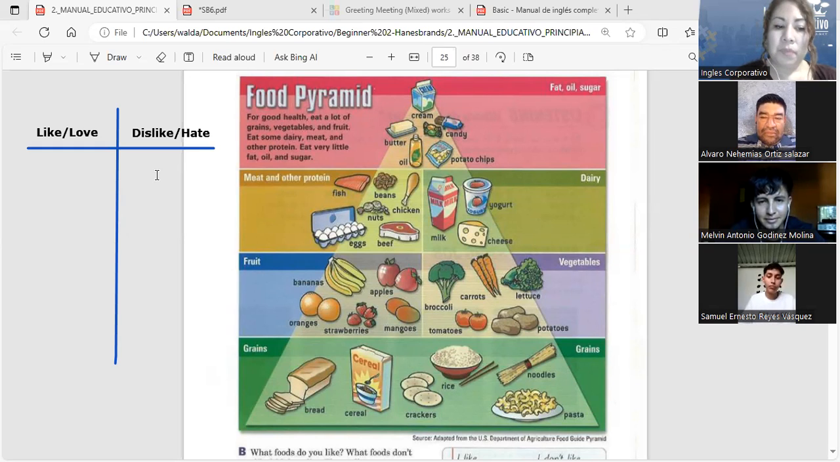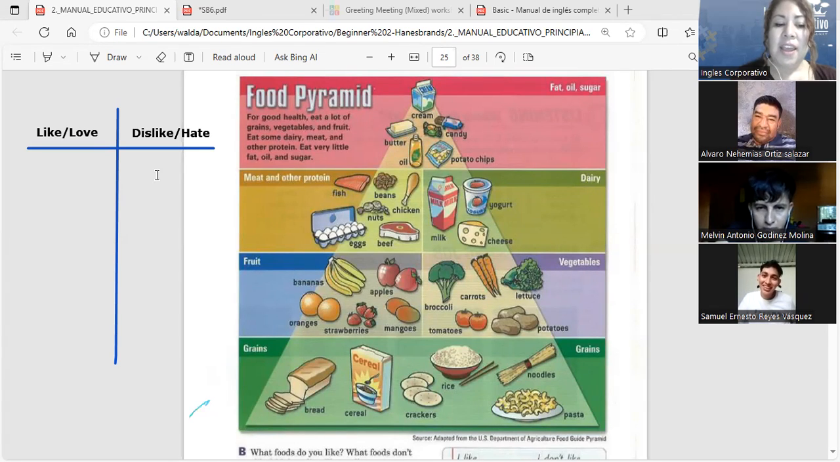And Samuel? Yogurt. Butter. Nuts. Fish. Cream. Carrot. And broccoli. Okay. Lots of things that you don't like. You're a picky eater. What? You're a picky eater. Do you understand?